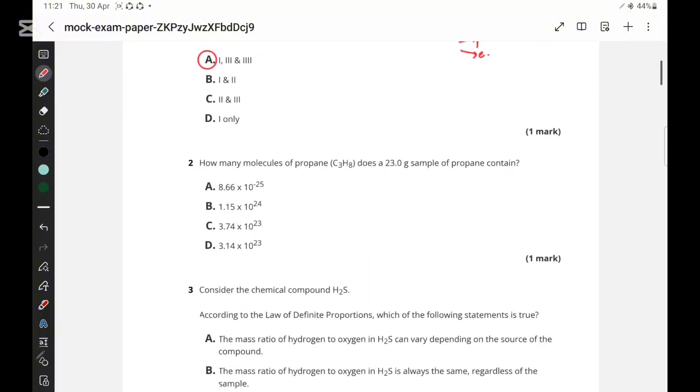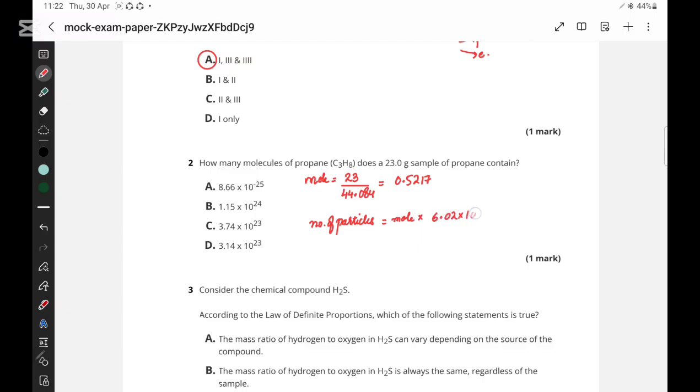For question number 2, they are saying how many molecules of propane does a 23 gram sample of propane contain. So first you need to find the moles. Mole is equal to mass by molar mass. Mass is 23 and molar mass is going to be 44.084 for C3H8, and that comes out to be 0.5217.